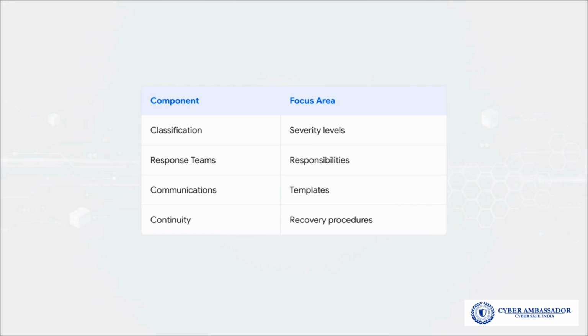And crucially, you need communications. Pre-drafted templates and protocols literally save you from saying the wrong thing to stakeholders or the public when everyone's panicking. Finally, continuity, the exact recovery procedures you need to get your business back online.